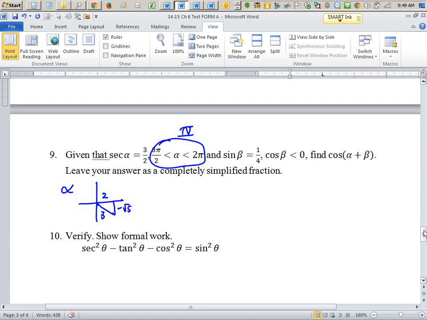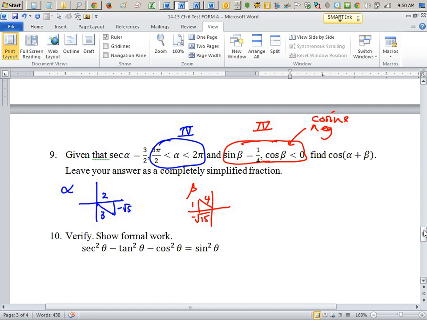Then I need a beta picture. For beta, it's supposed to have a positive sine of 1/4, but it looks like they're saying cosine's negative. So sine is positive, but cosine's negative. That would be quadrant 2. That's sort of cryptic, but we're definitely in quadrant 2 there, where the picture looks like this. This is 1 and this is 4. So this would have to be negative root 15, 16 minus 1, square root.